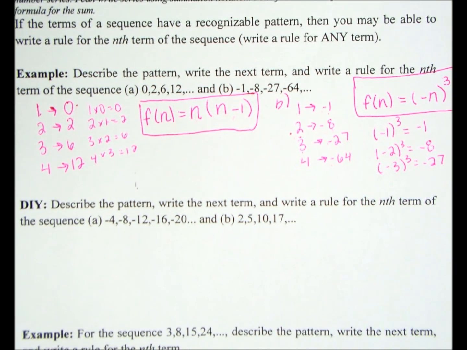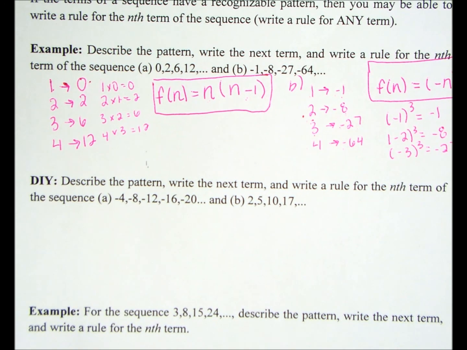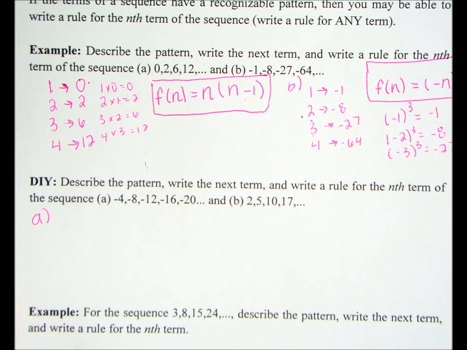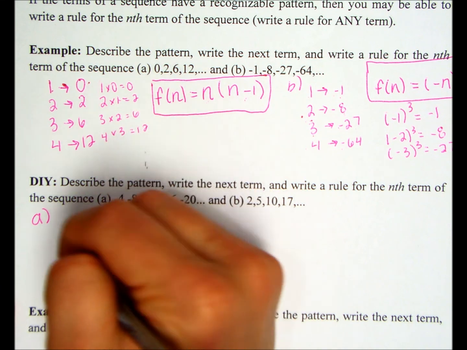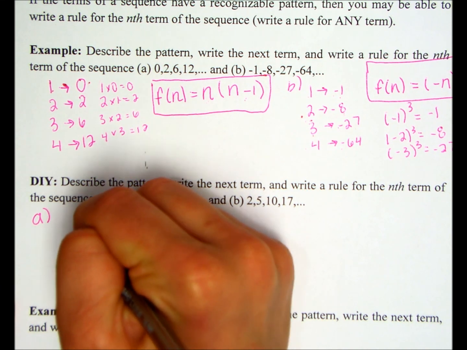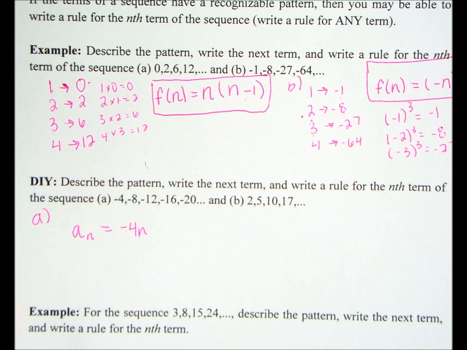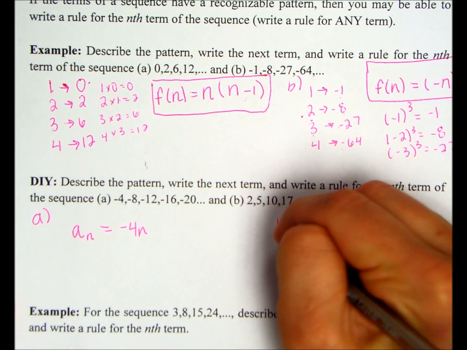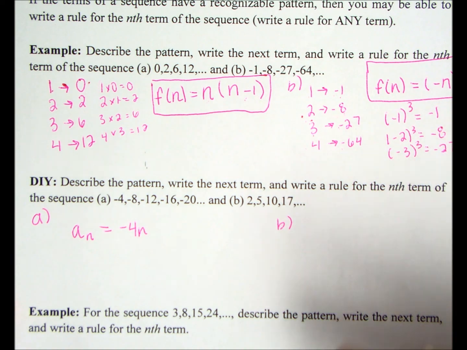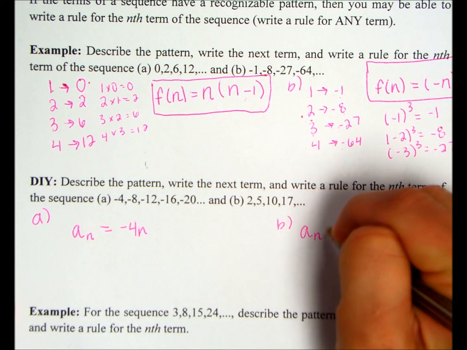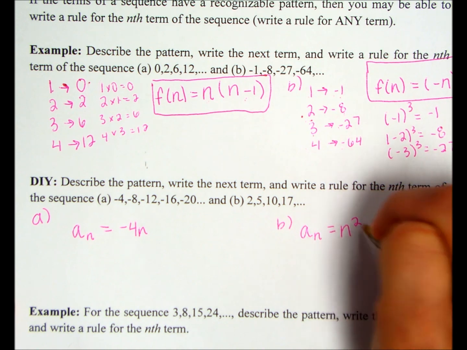So for the next two, A and B, I'm hoping that you're pausing this video and trying these on your own. So for A, you should have gotten A n equals negative 4n. And for B, remember it doesn't matter if you write f of n or a of n, however you want to write it. A of n equals n squared plus 1.